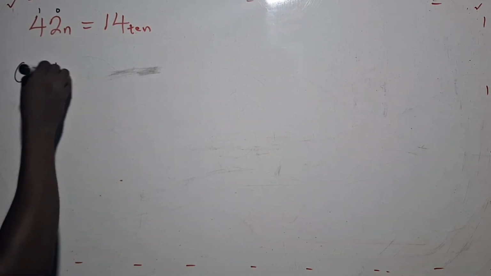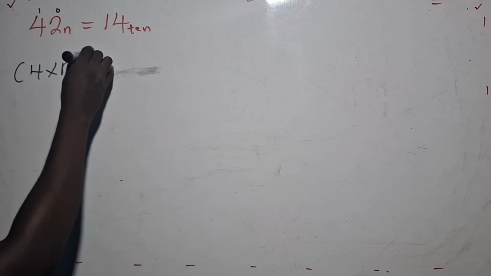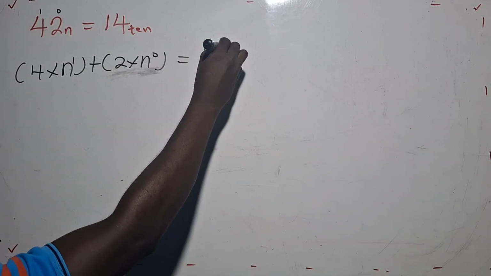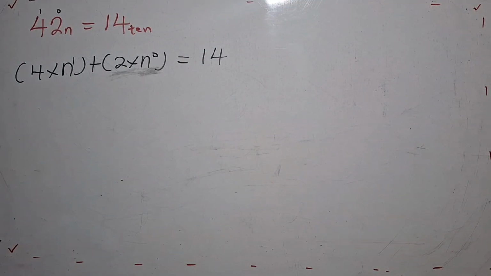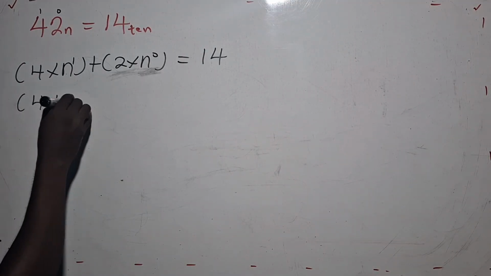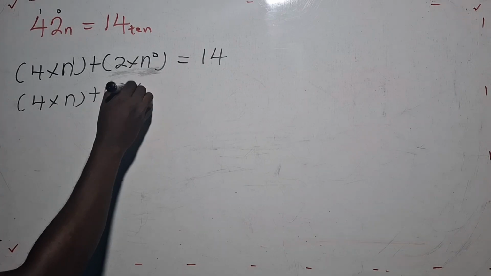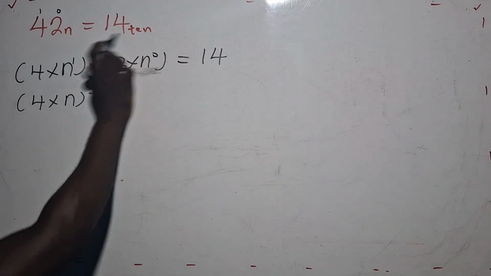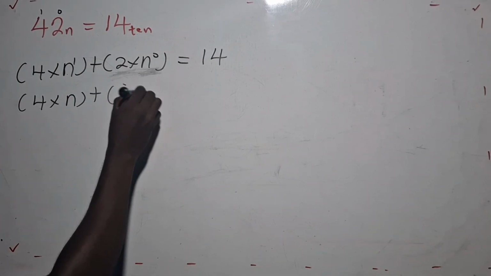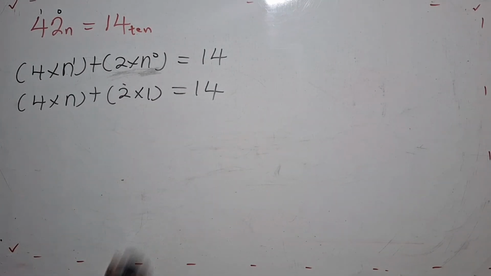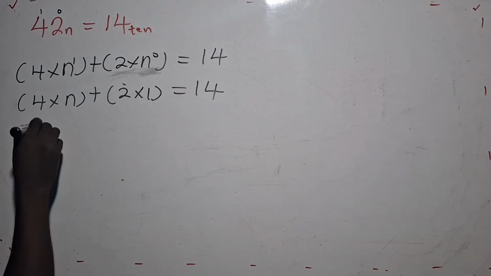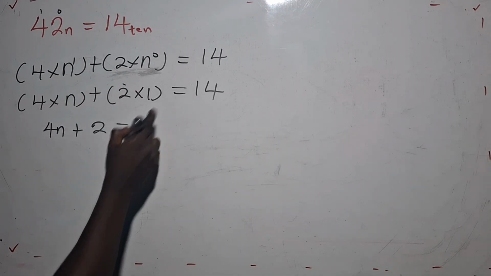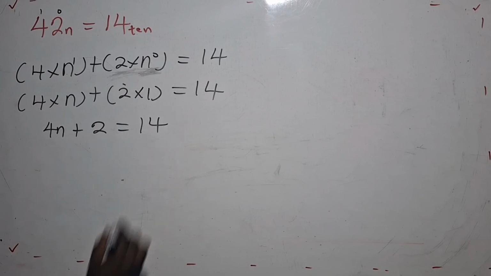So this will give me 4 times n power 1 plus 2 times n power 0 is equal to 14. Yes. So this is going to give me 4 times n raised to the power 1 is n. Then 2 times 1. Any number raised to the power 0 is 1. Yes. So this will give me 2 times 1 is equal to 14. So 4 times n will give me 4n plus 2 times 1 will give me 2 is equal to 14.